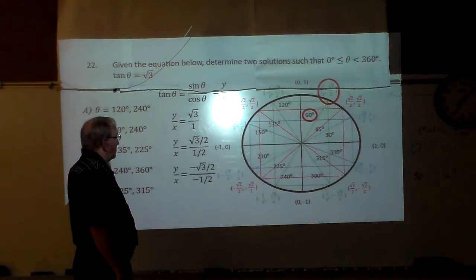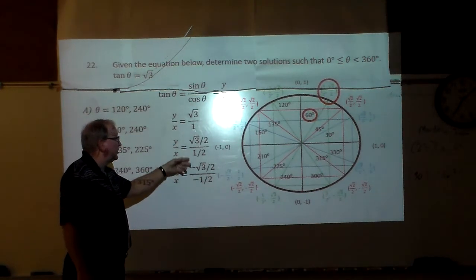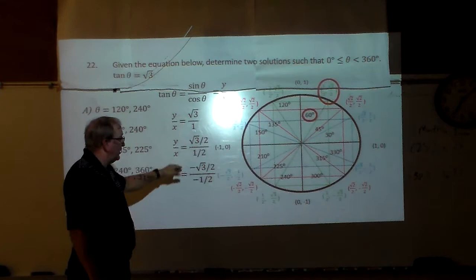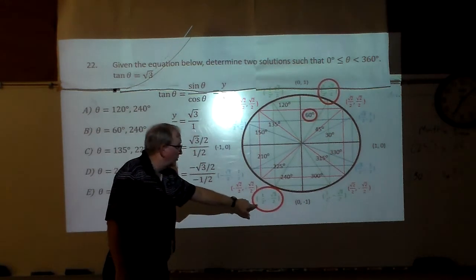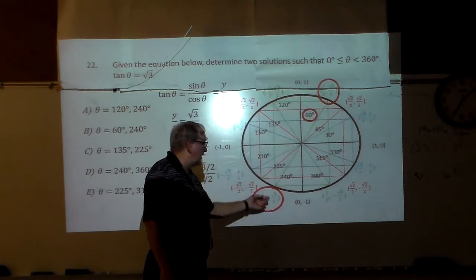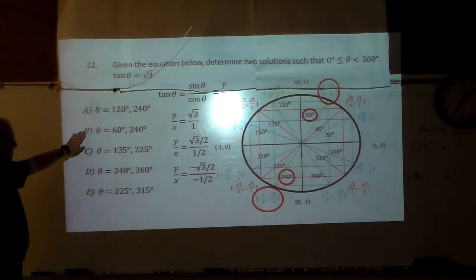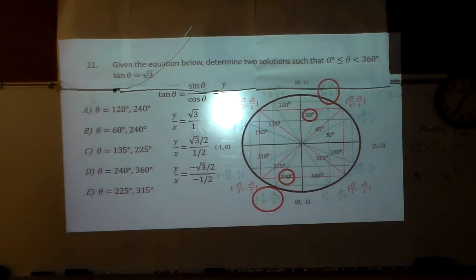And the other time it occurs is when this happens. Because what happens when I have a negative divided by negative? The answer is still a positive, and that occurs right here at 240, where the y is negative square root of 3 over 2, negative 1/2. So that's what my answer then would be, the B, 60 degrees and 240.